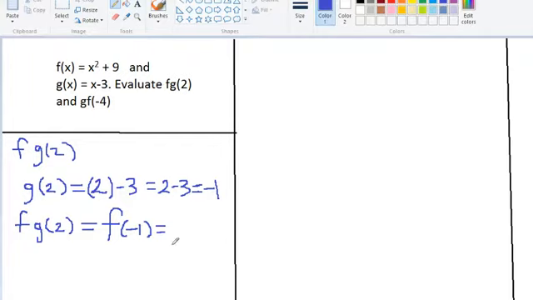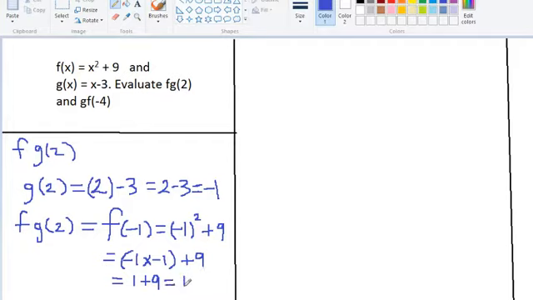and x squared will become negative 1 squared plus 9. So we work out negative 1 squared and we get negative 1 times negative 1 plus 9. So negative 1 multiplied by negative 1 is 1, since a negative times a negative is a positive, and we add 9, so we get 10. So therefore, f of g of 2 is equal to 10.